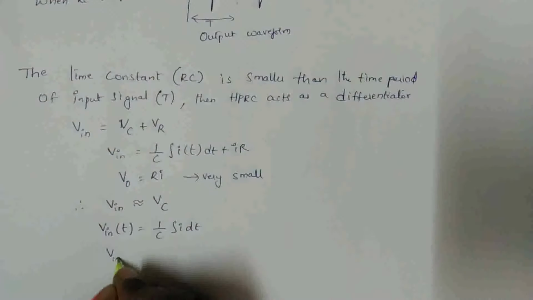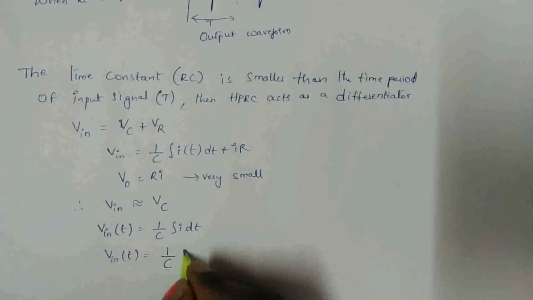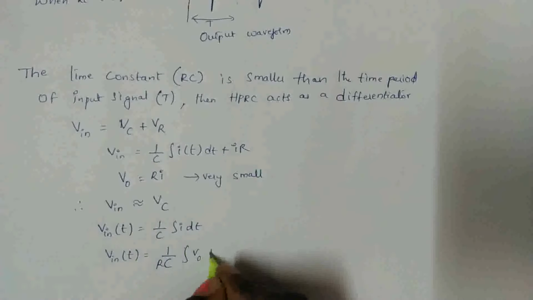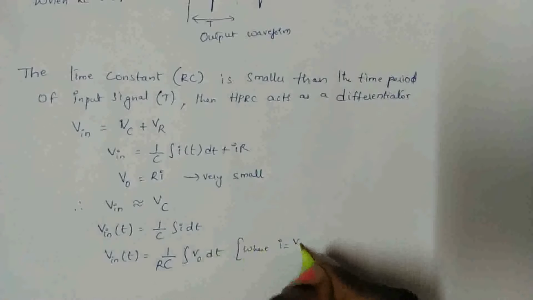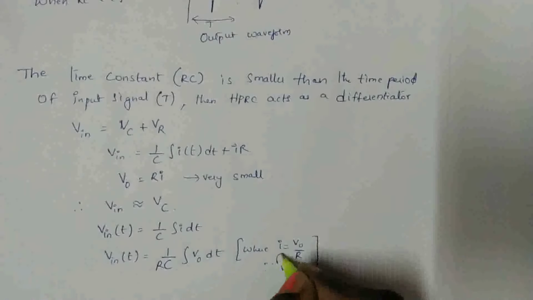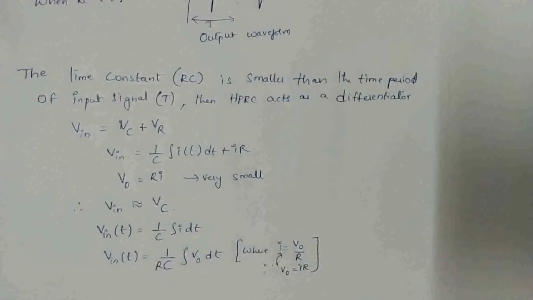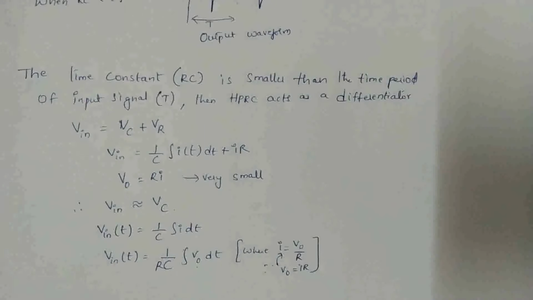Okay, V input of t equals 1/RC integral of V naught dt, where I equals V naught by R. Since we know V naught equals I into R, we can represent it like this: I equals V naught by R. So in place of I, I am substituting V naught by R. The R is constant, so I am taking it out of the integral. So here V input of t equals 1/RC integral of V naught dt.